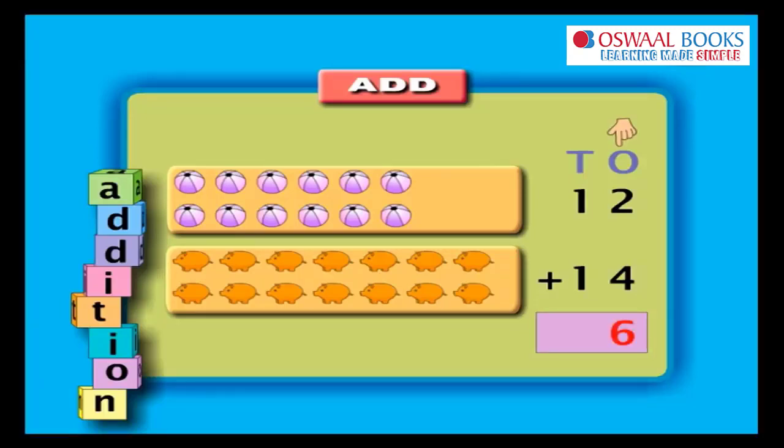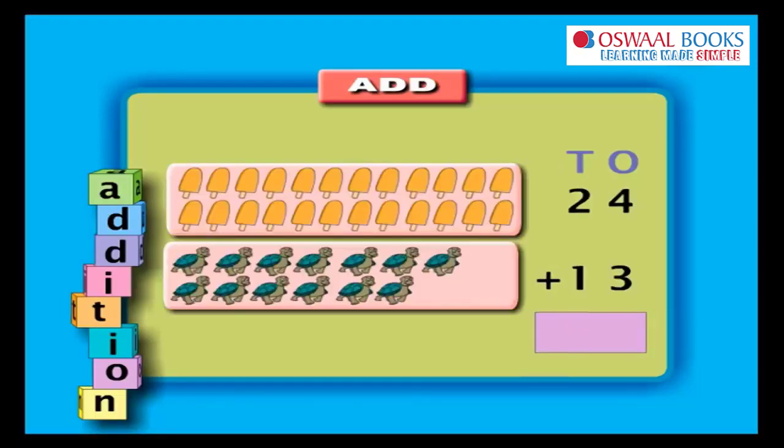Write 6 below the ones column. Now add tens. 1 plus 1 is 2. Write 2 below the tens column. So, the answer is 12 plus 14 is equal to 26. Let us see another example.